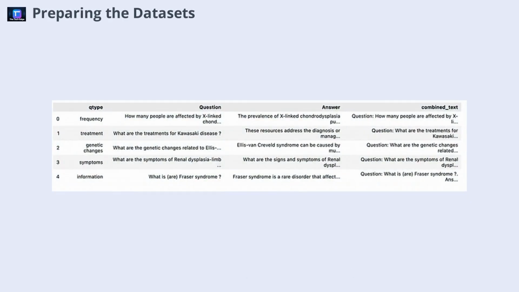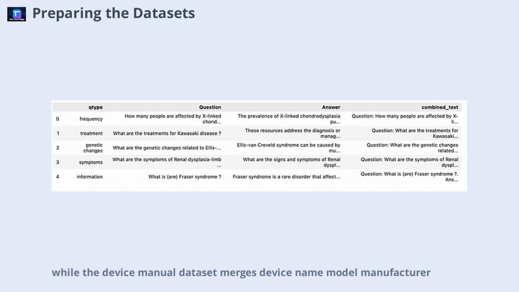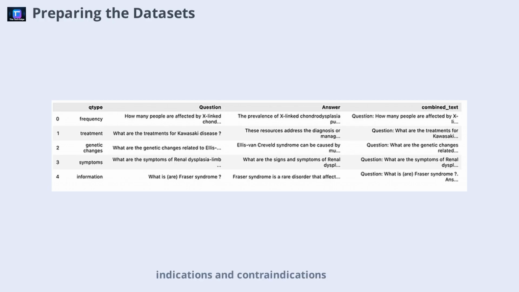Two main datasets are used: a comprehensive medical Q&A dataset and a medical device manual dataset. Both are sampled down to 500 rows for quick iteration. The Q&A dataset combines questions, answers, and types into a single text field, while the device manual dataset merges device name, model, manufacturer, indications, and contraindications. These datasets are then prepared for vector storage, enabling efficient retrieval during the RAG process.